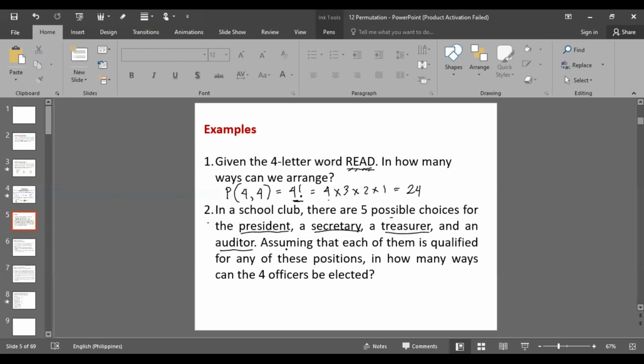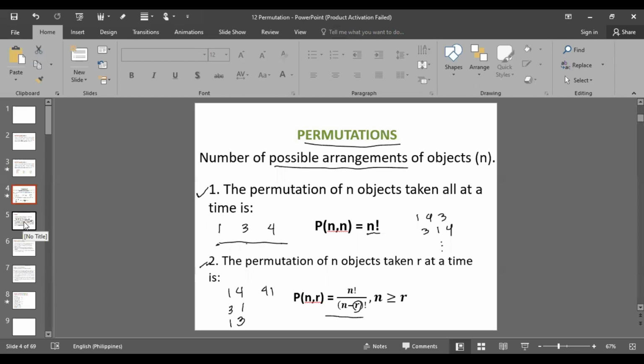Number 2. In a school club, there are 5 possible choices for the president, a secretary, a treasurer, and an auditor. Assuming that each of them is qualified for any of these positions, in how many ways can the 4 officers be elected? So there are 5 students na pwedeng ma-elect as the president, as the secretary, treasurer, and auditor. So out of 5 students, 4 lang yung kailangan. Isa sa president, isa sa secretary, isa sa treasurer, and isa sa auditor.